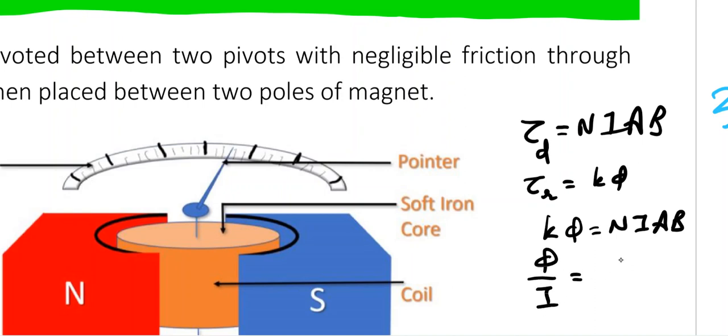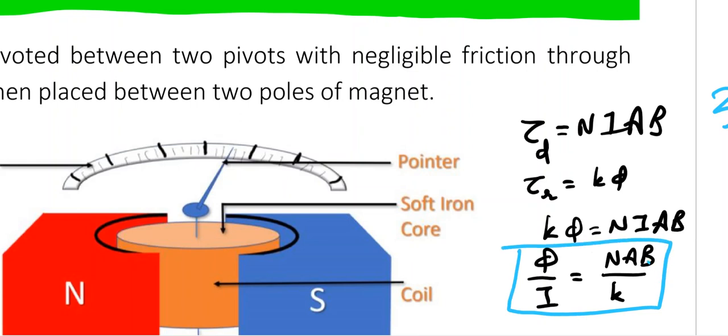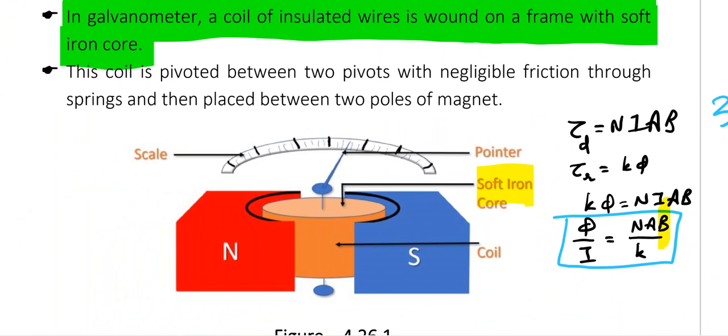So if I compare the two, K phi is equal to NIAB, and now if I make phi by I subject of formula, what do I get? Phi by I is NAB by K. And what is phi by I? It is current sensitivity. B in the numerator indicates that if B, magnetic field is more, current sensitivity is more. And soft iron is helping us achieving that. If you want to increase current sensitivity, you will have to focus on this. N should be more, A should be more, K should be less. Spring should be soft to increase current sensitivity.